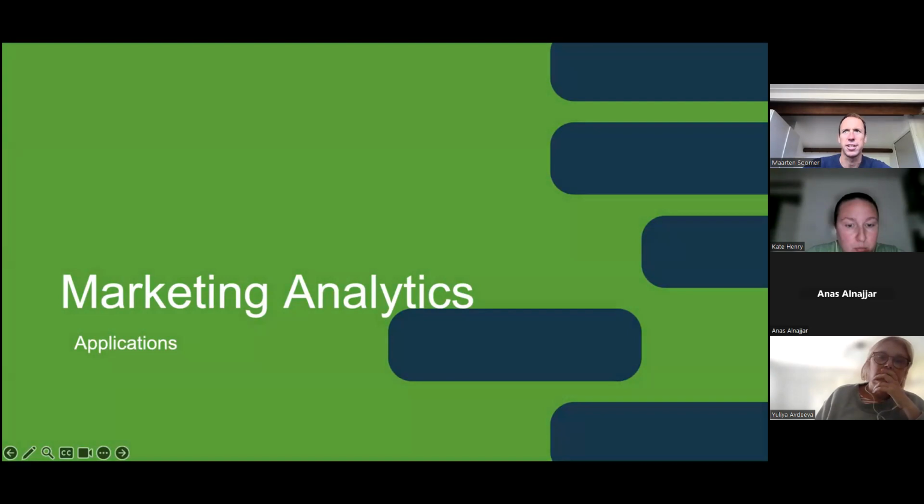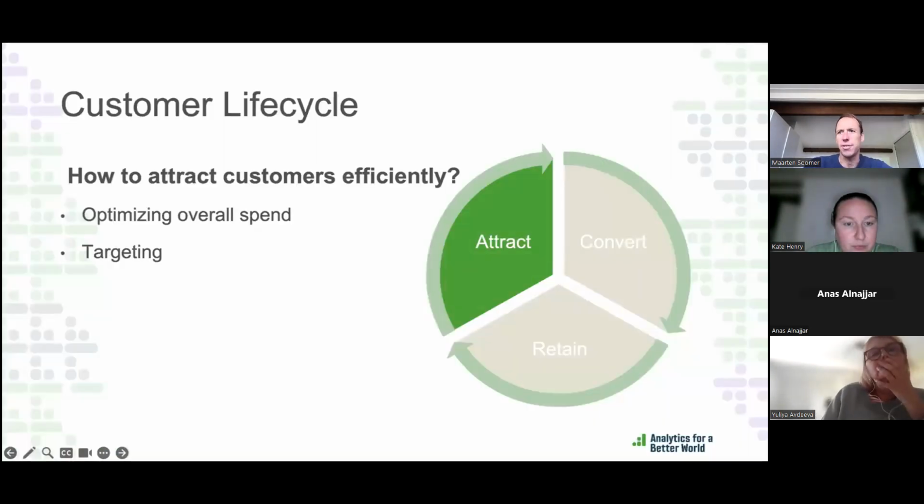Great, then let's continue. So I will use again the customer lifecycle, the donor lifecycle, to go through several applications. And like I said, 2 of them we will discuss in a bit more detail.